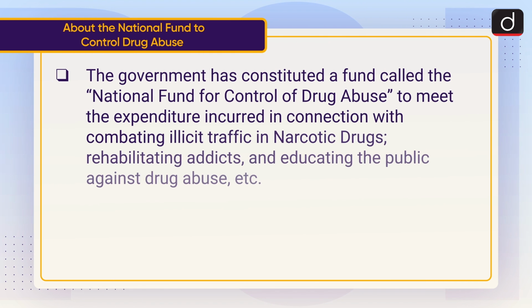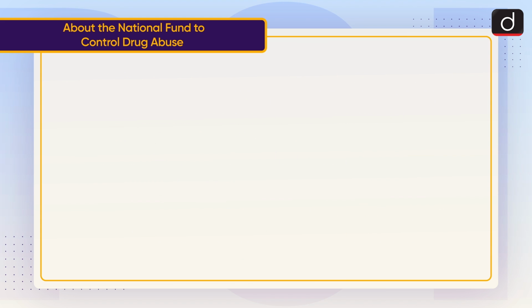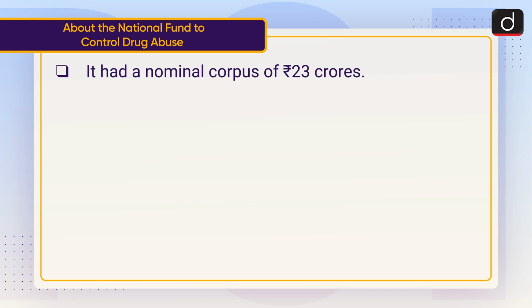The government has constituted a fund called the National Fund for Control of Drug Abuse to meet the expenditure incurred in connection with combating illicit traffic in narcotic drugs, rehabilitating addicts, and educating the public against drug abuse, etc. The fund was created in 1989 in accordance with a provision of the Narcotic Drugs and Psychotropic Substances Act 1985. It had a nominal corpus of 23 crore rupees.